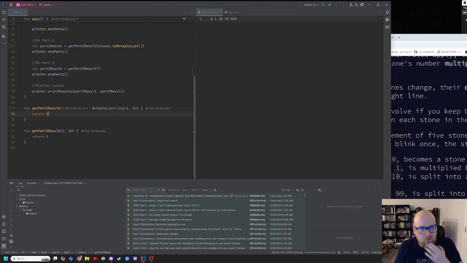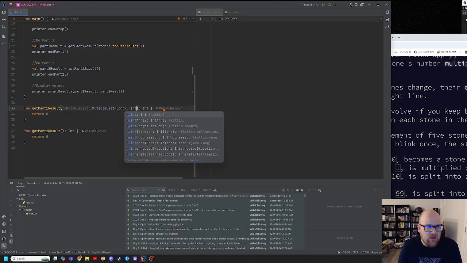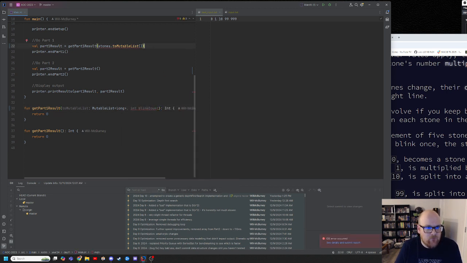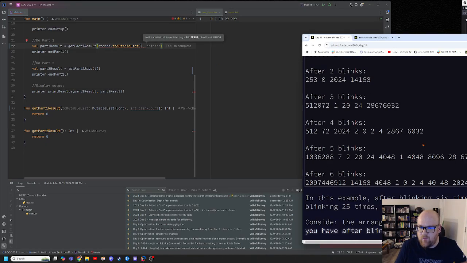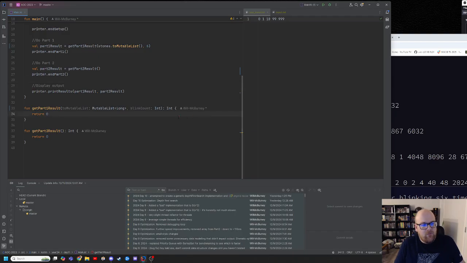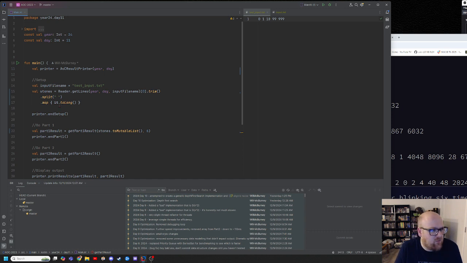Okay, so this is going to be int blink count, and so to test this, we're going to try first 6 blinks. Oh, sorry, I did a Java. Okay. So from there, I want this to be a linked list, actually.